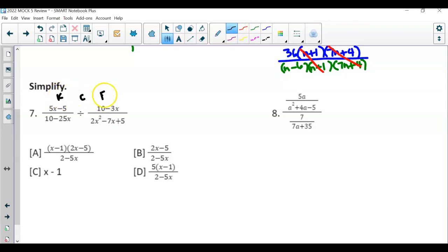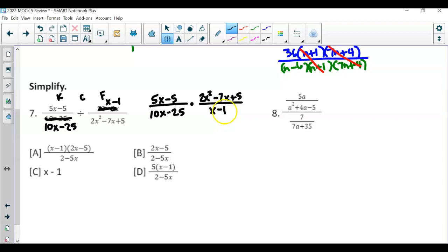Now before we get started, I just realized there's a little bit of a typo here. So this was supposed to be, sorry, let me switch this. So 10x minus 25. And this was just supposed to be x minus 1 here. So now as we're going through and solving, keep, change, flip. So again, here I need to keep the first, so 5x minus 5, but then multiply and flip the second. So now 2x squared is now going to be in the numerator over x minus 1.